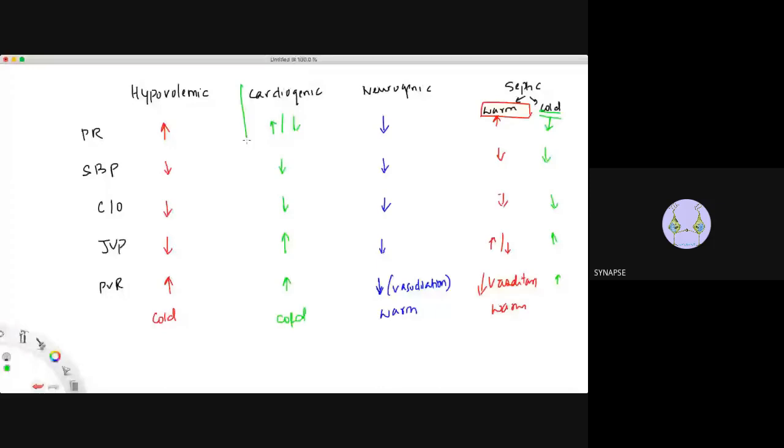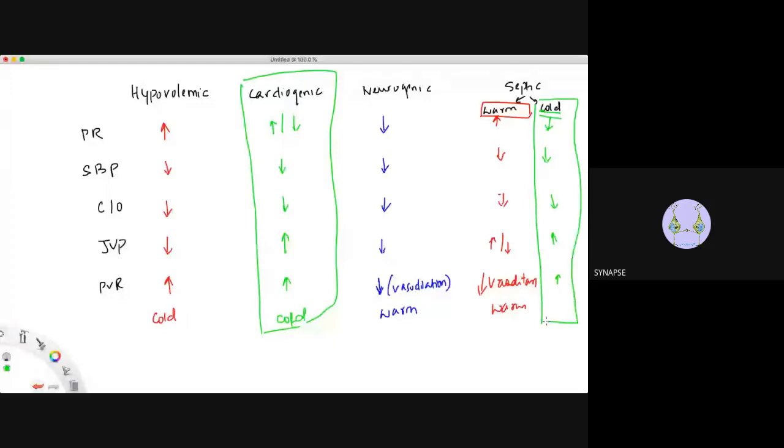Yes, ma'am. That's why I said the cold phase of septic shock is nothing but your cardiogenic shock.